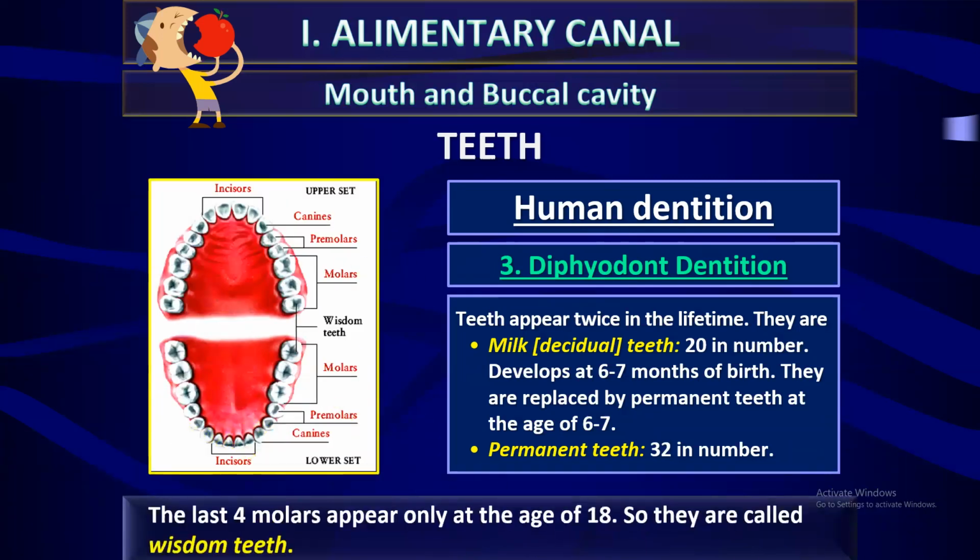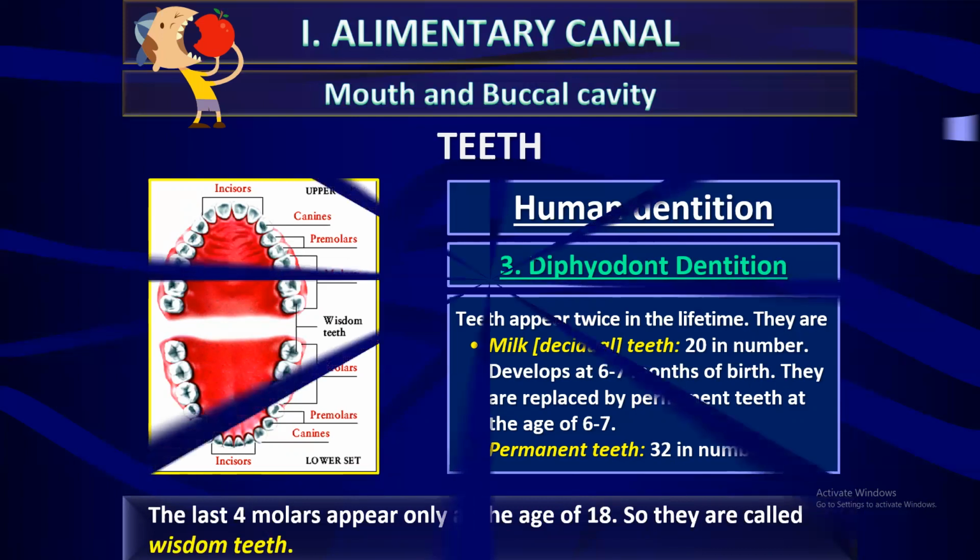The last 4 molars appear only at the age of 18. So they are called wisdom teeth.